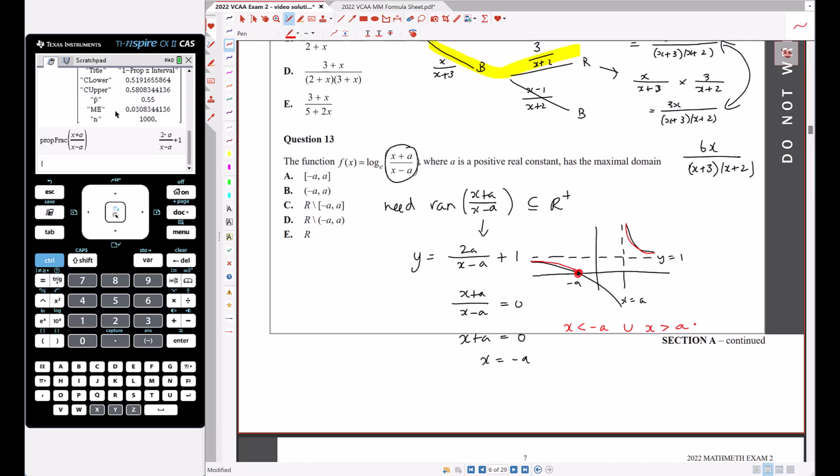And so we need to write that in a format that matches our answers. So this is x is an element of negative infinity up to negative a, not including that, union a to infinity, or that's not matching it either. We're going to say it's all the real numbers except for, and we do want to exclude negative a, and we do want to exclude positive a, so they should be square brackets. So option C.